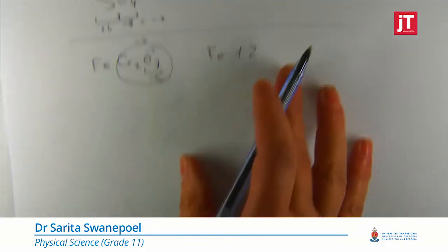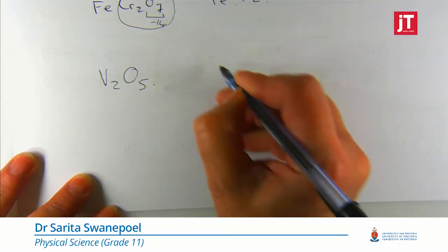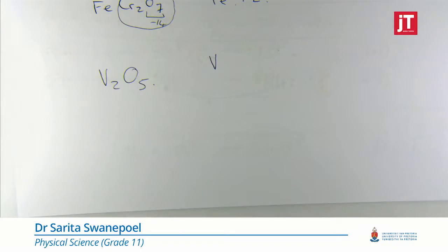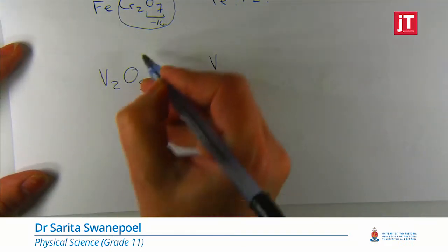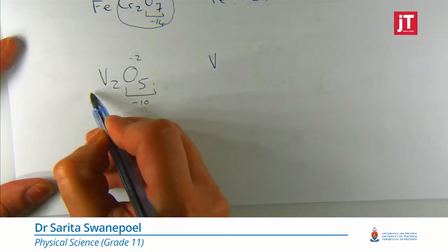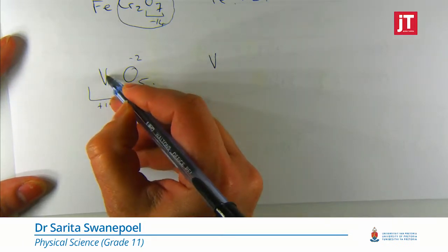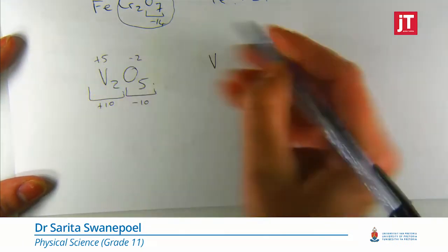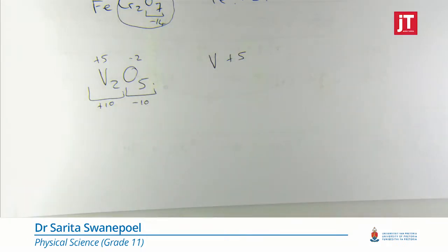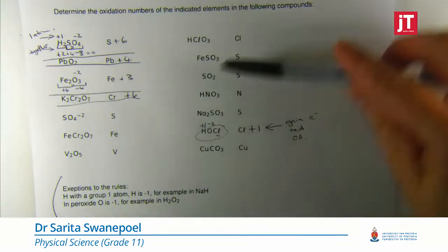Next one, vanadium pentoxide, V2O5. And I'm asking you for the oxidation number of the vanadium. Every oxygen is minus 2, together that is minus 10. So the 2 vanadiums should be plus 10. So every vanadium plus 5. Yes, I can hear a lot of perfect answers over there. Right. Now, on the right side, there's a few more. Just continue on the right side to do all the examples on this side.